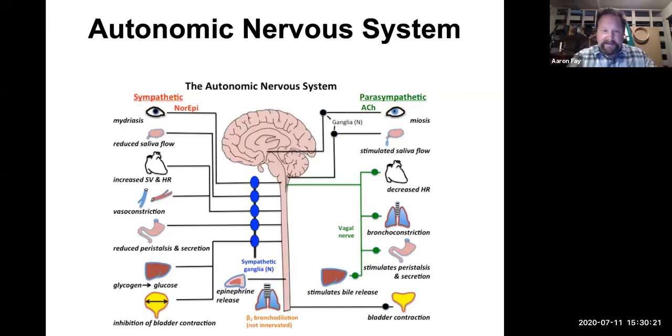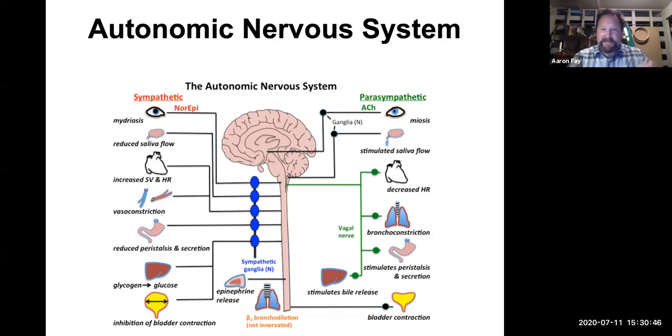So I have a title slide here which shows the autonomic nervous system. On the left side of the screen, we can see the sympathetic division of the autonomic nervous system. Remember, this is your fight or flight response. Over here on the right side, we have the parasympathetic division of the autonomic nervous system. Right, this is what's controlling homeostasis, basically your rest and digest.